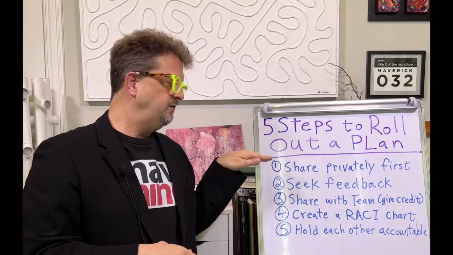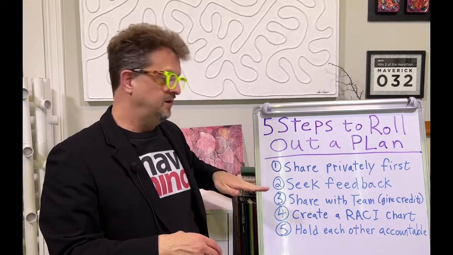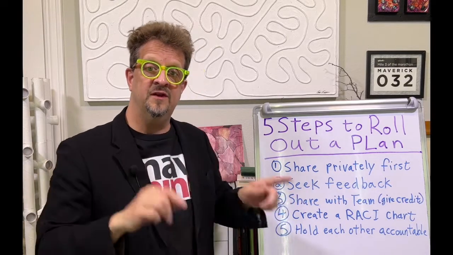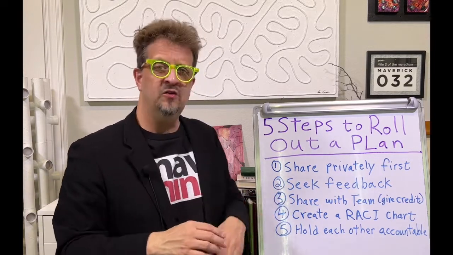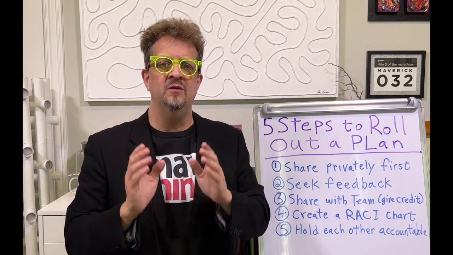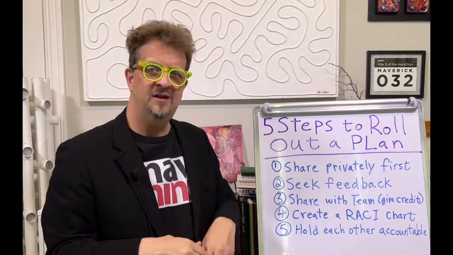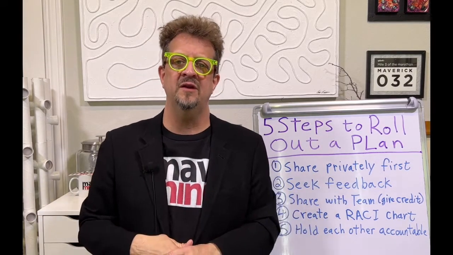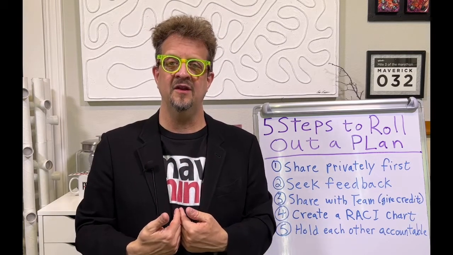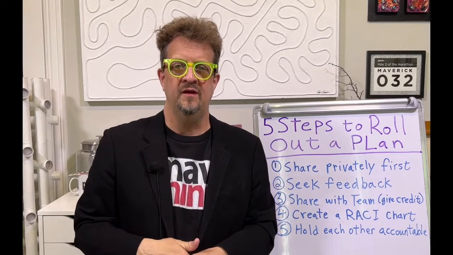So make sure you share it privately with them first, get their feedback, recommendations, get their fingerprints on it, share it publicly, give everybody credit for their different input and recommendations, create this RACI chart showing who's responsible, accountable, consulted, and informed. And then at the end, just make sure you hold everyone accountable and make sure they know that they can hold you accountable as well as the leader for a perfectly executed plan every time.